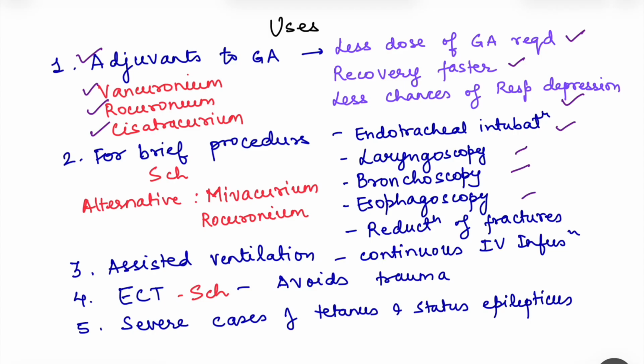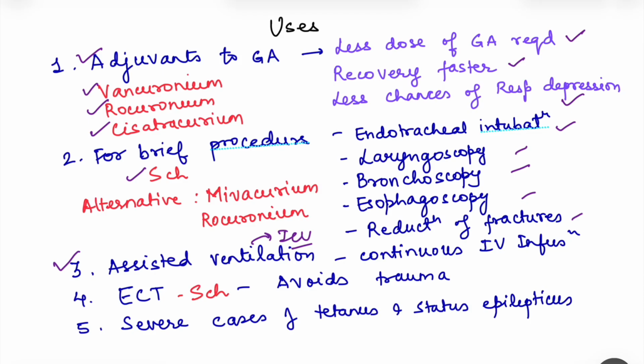For brief procedures like endotracheal intubation, laryngoscopy, esophagoscopy, then orthopedic procedures like reduction of the fractures. For this, succinylcholine can be used because it is very fast onset and remains for only 5 minutes. Alternatives to this include mivacurium and rocuronium. Then they can also be used for assisted ventilation in case of ICU setting.